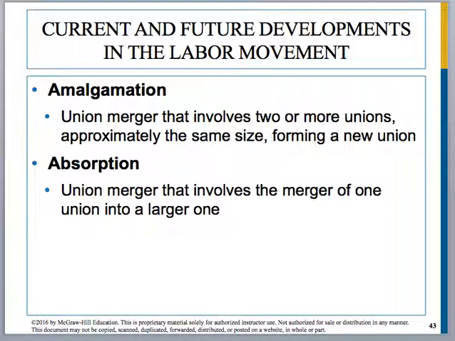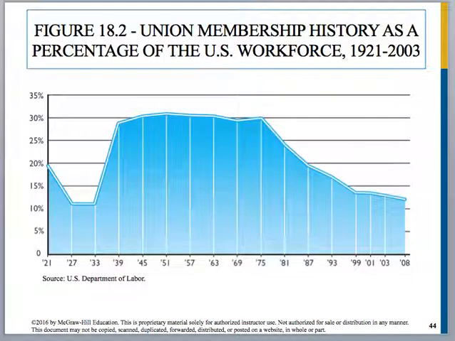We look at amalgamation, and that's where union merger of two or more unions, they're roughly about the same size, form into a new union. And absorption is where you have a union merger that involves one union into a much larger one, kind of gobbles it up. Figure 18.2 is looking at our membership history as a percentage in the workforce from 1921 to 2003.